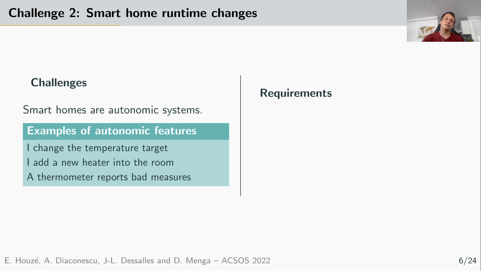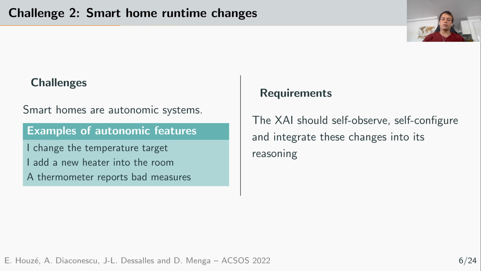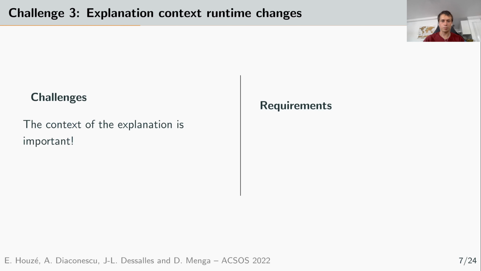Or I can have a thermometer that is faulty and that reports bad measures, and the system will be able to detect this behavior and to deal with it. So we'd like the XAI system to be able to present this kind of self-autonomic behavior and be able to self-observe, self-configure, and integrate all of this into the reasoning. In some sense, we'd like the XAI system to be self-aware.